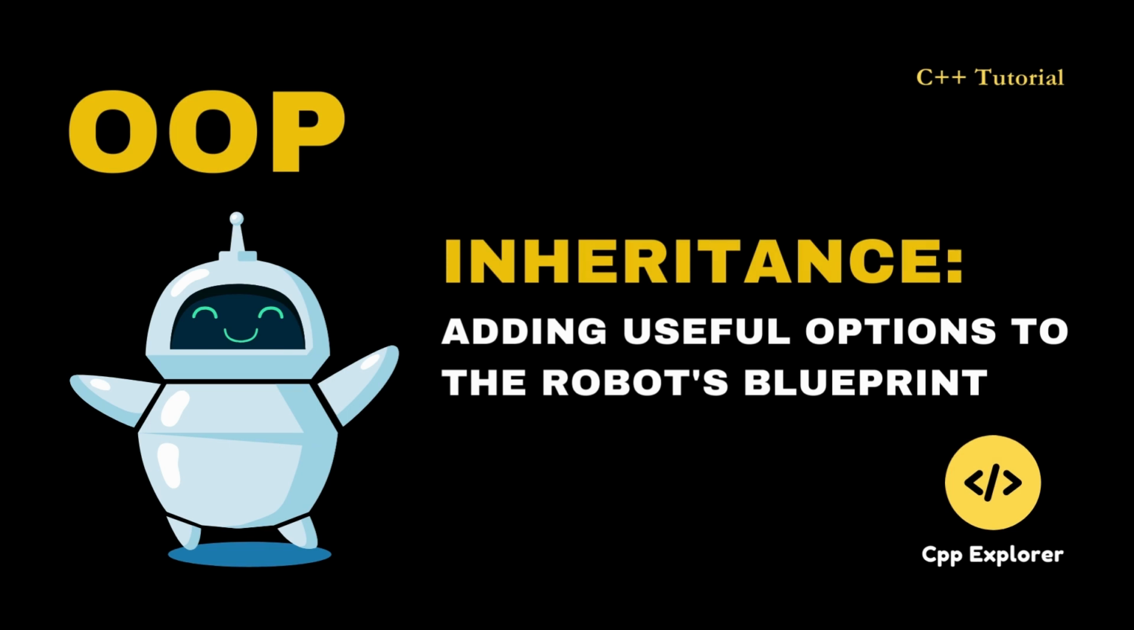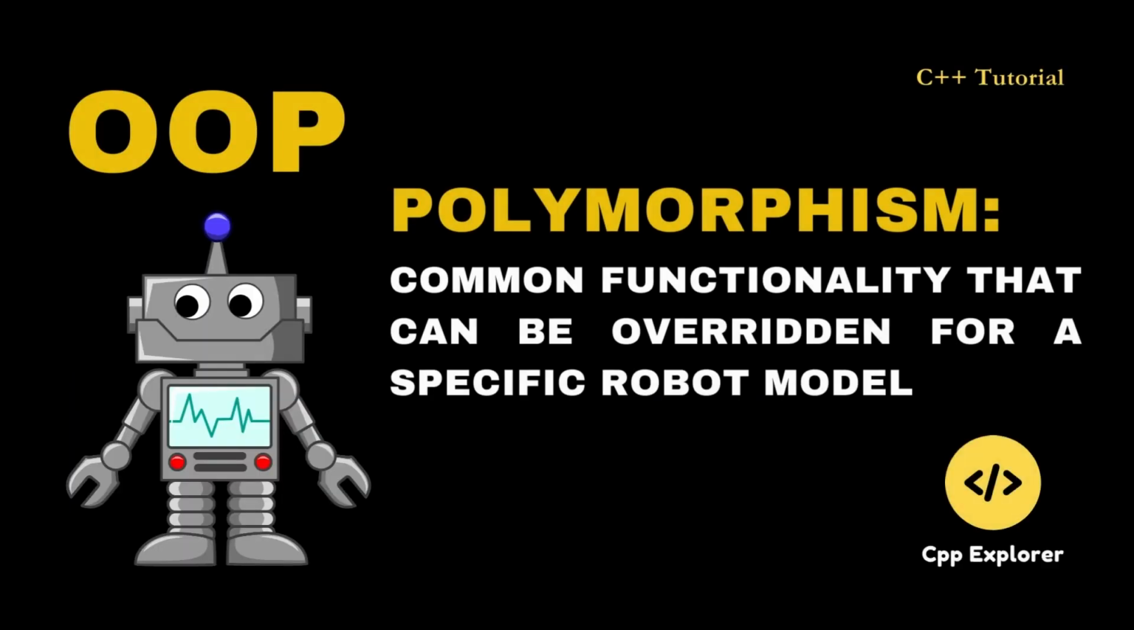Suppose we take a rough sketch of the robot and add lasers, wings, or some armor to it. All these additions will be made in the child class, the main functionality of which is taken from the parent class. Polymorphism is the main class for all robots.